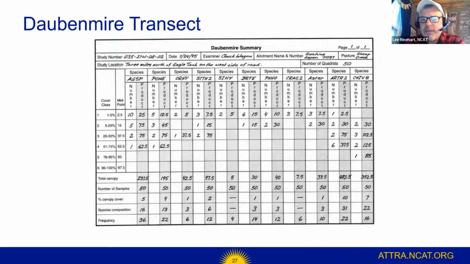And then the 36 on the frequency is dividing the number of quadrants where the species was observed by the total quadrants you have, and you get 36. So that's telling you basically that this plant species was represented in 36% of all of the quadrants. And so it gives you, again, a numerical estimation of actually what's going on out there.